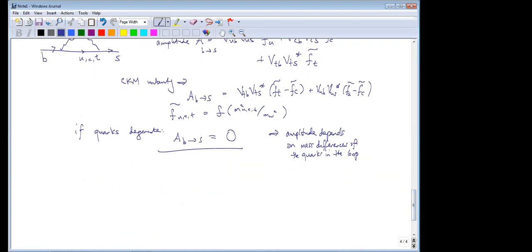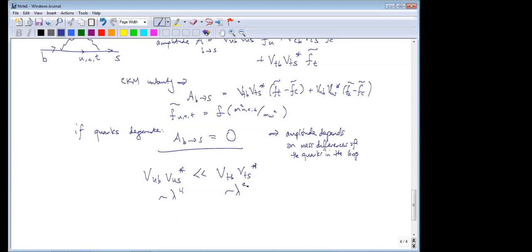And in fact, what we can see is depending on what process you're dealing with, there are going to be various suppression factors that come in. So in this particular case for the B to S, we have two entries in here. We have VUB, VUS star, and we have VTB, VTS star. But VUB, VUS star is actually much smaller than VTB, VTS star. So let's just write that out. VUB, VUS star, and here let's use the Wolfenstein parameterization, just to keep track of the lambda power. Remember, lambda is of order a tenth. And this one goes like lambda squared.